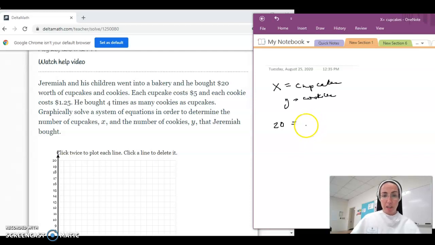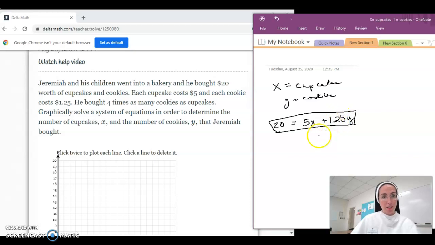How much did he spend on cupcakes? Well, $5 times the number that he bought, so 5x. And for cookies, well, they're $1.25, so it's $1.25 times however many he bought, which is y. So that's our first piece of information, the amount that he spent. But with 2 variables, we need a second equation to be able to solve it.